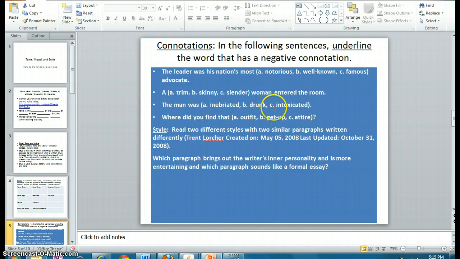So let me pause, and you can circle that one on your packet. And just to be clear, it is on the packet page, I'm sorry, page 2. I apologize. So let me give you a second.